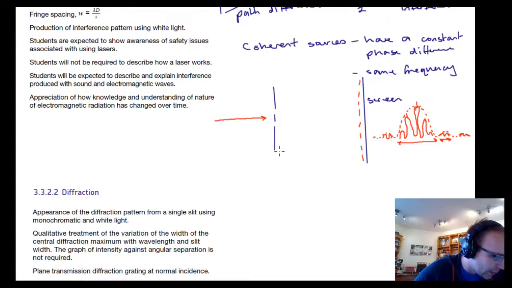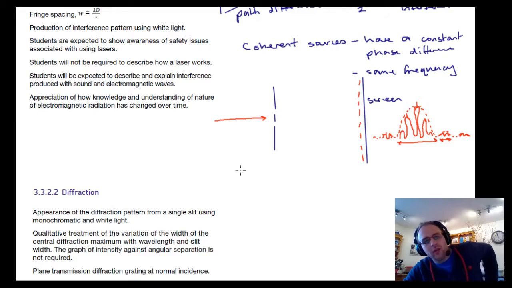Is there a reason why we use red lasers more commonly than other colours? So for a long time, red lasers is what we had. Helium neon lasers produce red light.